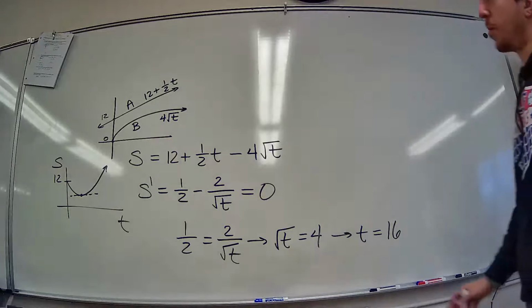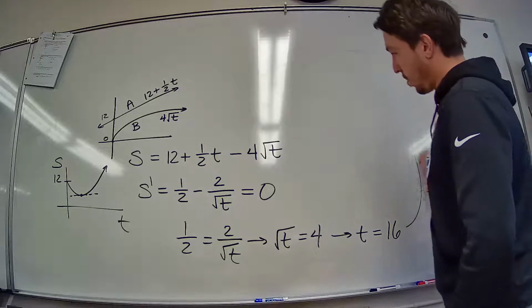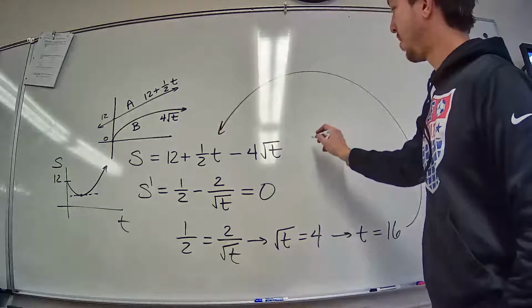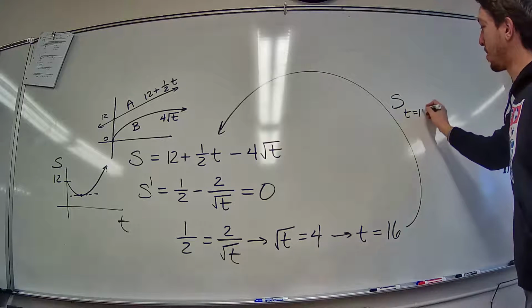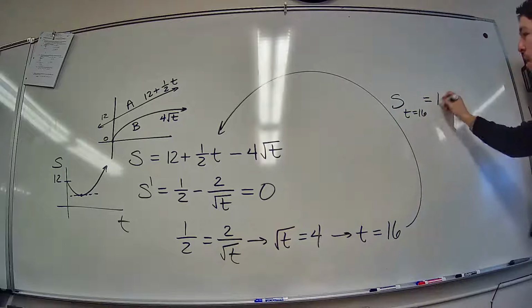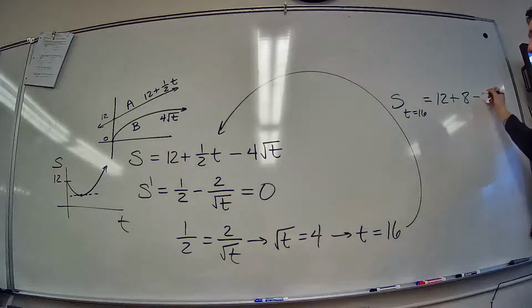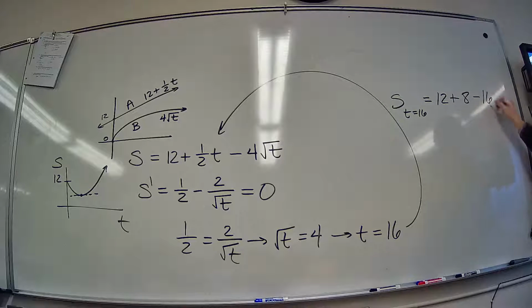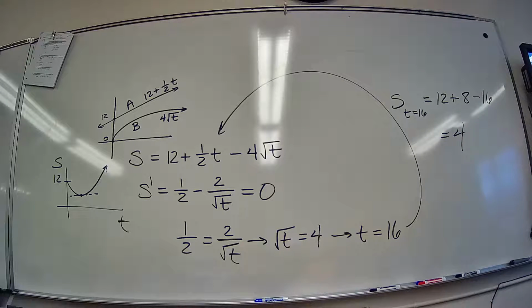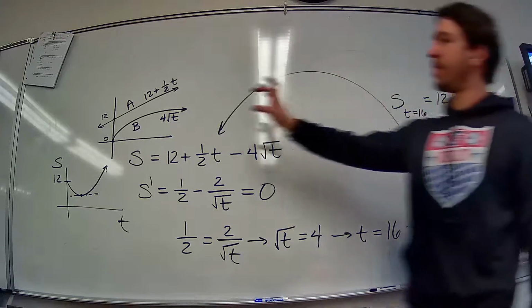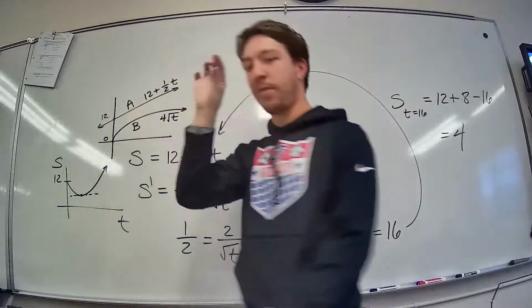How far apart are they at this moment, though? You have to plug it back into this to get it, so the separation at time 16 would be 12 plus 8 minus 4 times 4. So 4. Boring. I don't know why it's boring, I'd like a more exciting number. 4 units. So the closest they get is apparently somewhere around here, they're only 4 units apart.